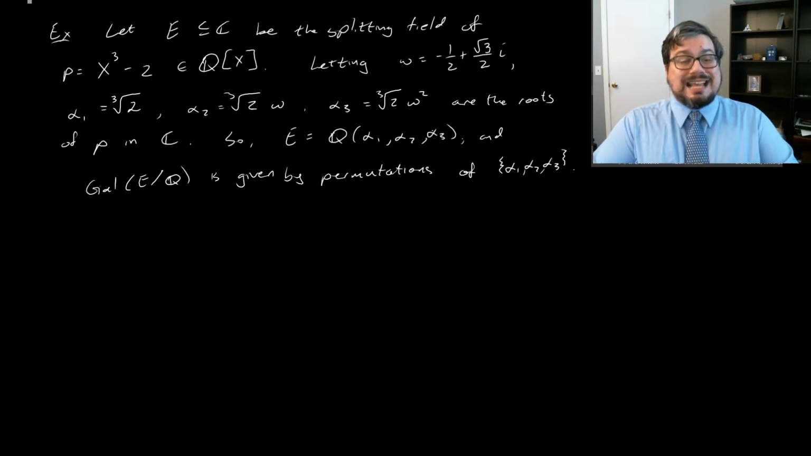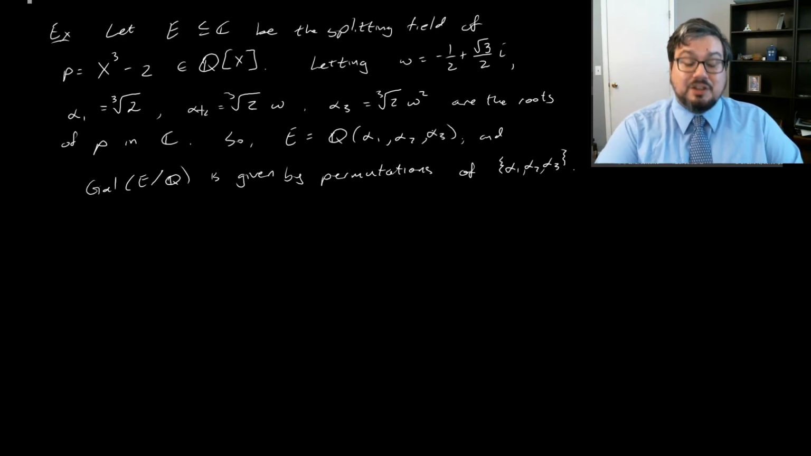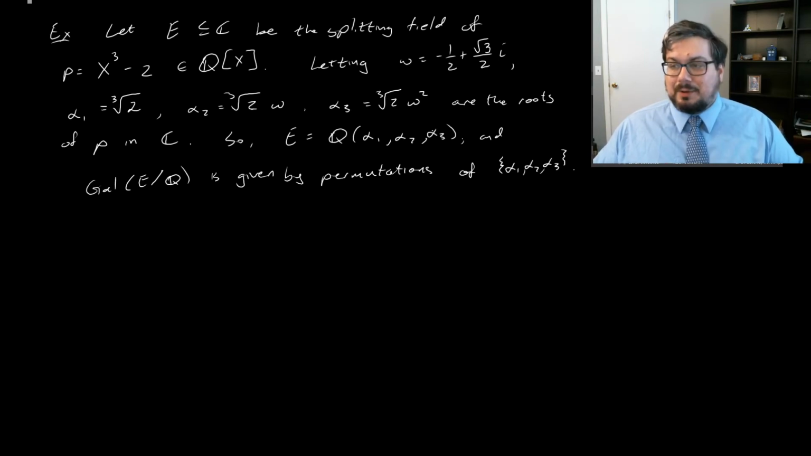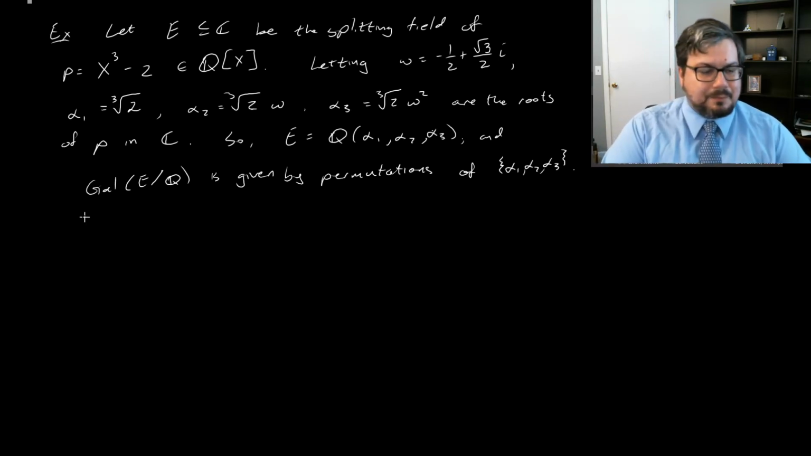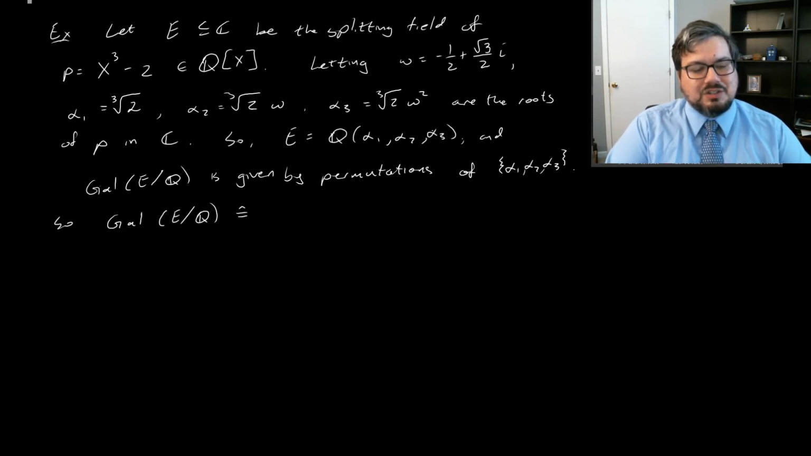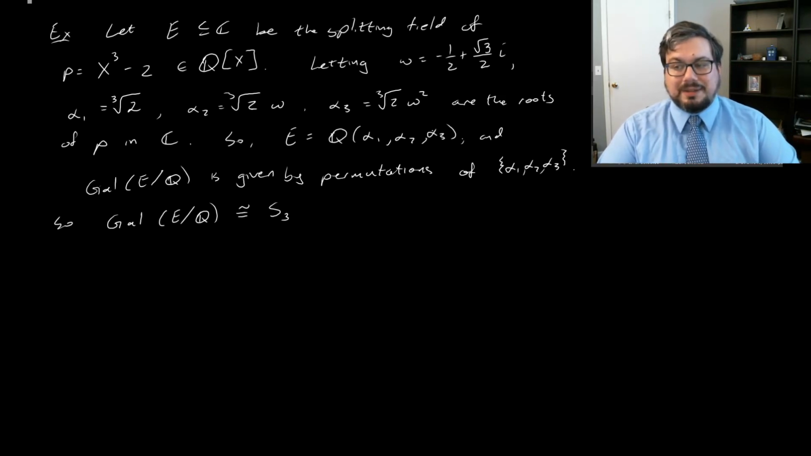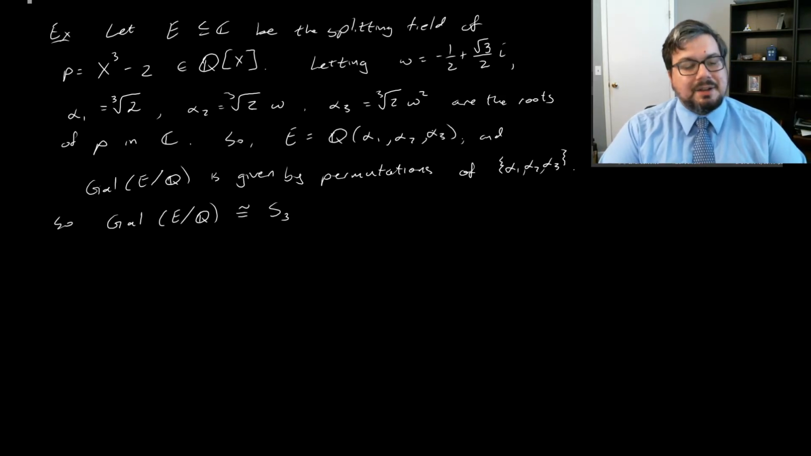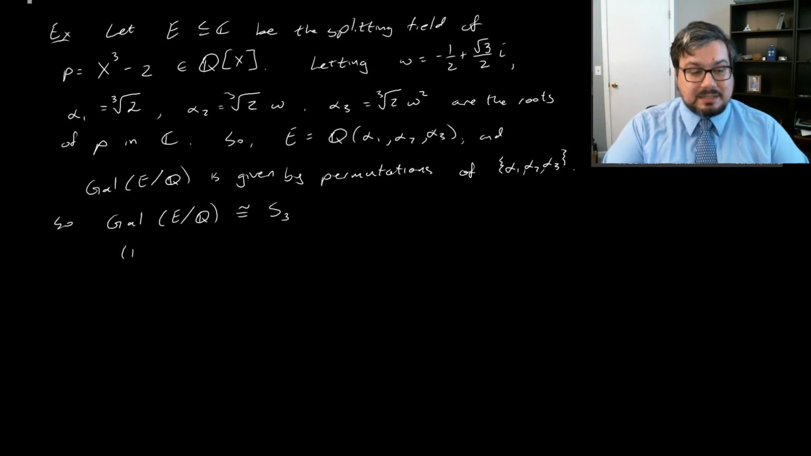But Theorem 178 says that those are the only permutations that are possible, because any element of the Galois group of E over Q must send a root of P to another root of P. So those two combined tell us that the Galois group exactly corresponds to the permutations of alpha 1, alpha 2, and alpha 3. So we can tell right away that the Galois group of E over Q is isomorphic to the symmetric group on 3 elements. And we can write down this isomorphism explicitly.